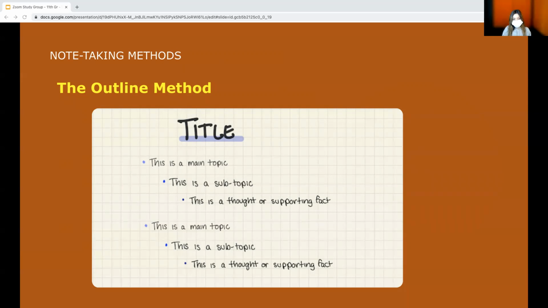In the outline method, we have one main title on the top of our paper, and we then categorize between the main topic, subtopic, and supporting facts. It's the indentation working to our benefit to organize and structure our notes. That is the outline method. It shows that we're engaged and able to differentiate between main topics, subtopics, and supporting facts. It's our own effort at recognizing the level of importance in each material presented.